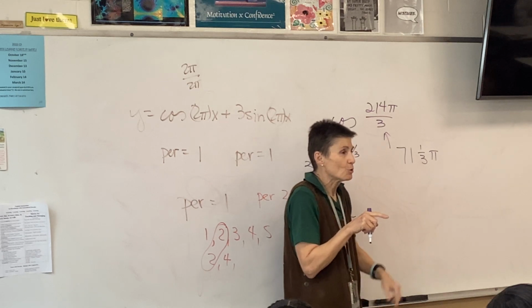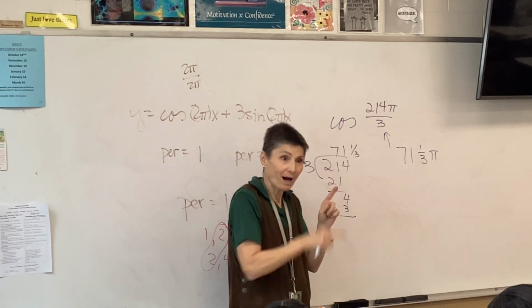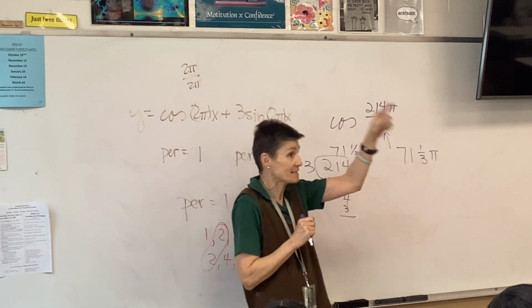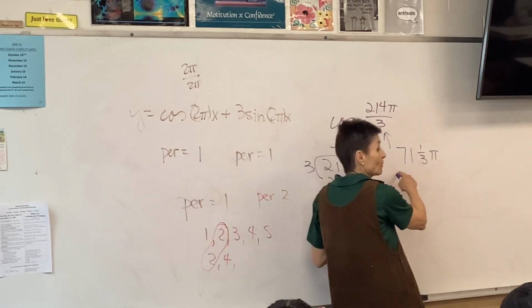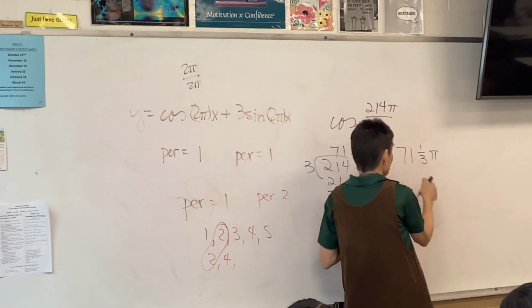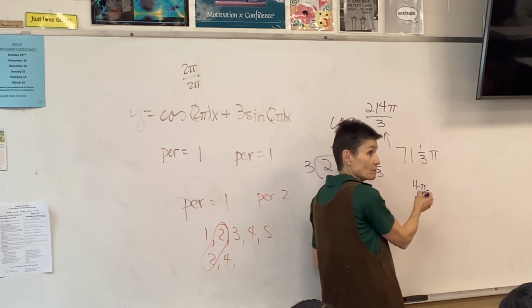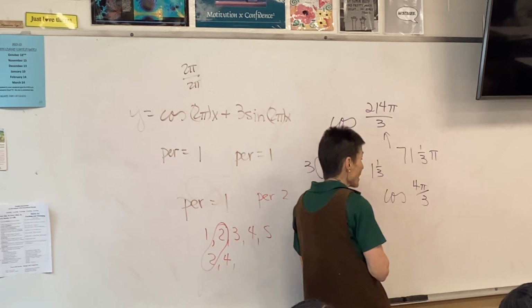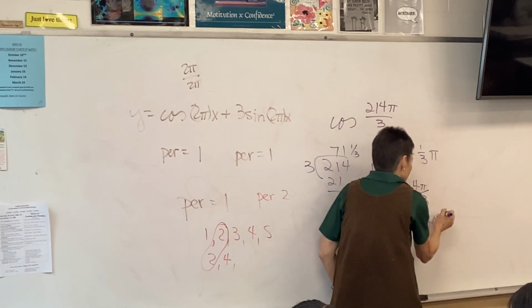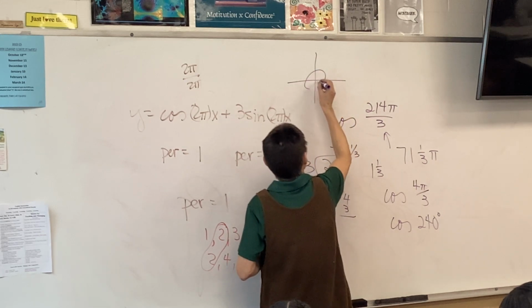And what's a revolution? 2 pi. So you can only get rid of the even pies. You can't get rid of an odd pi, because an odd pi is halfway around. Do you understand what I'm saying? So you can get rid of 70 of these and make this 4 pi over 3, 1 1/3, or 4/3 pi. And then we're finding the cosine of that. You can change that into degrees. What is that, 240? And then you can draw your 240-degree angle.